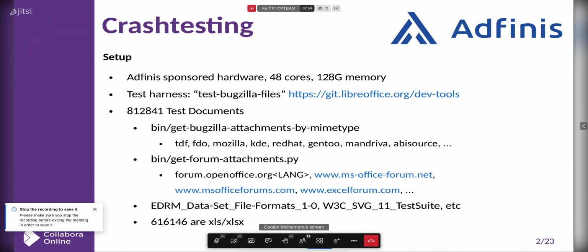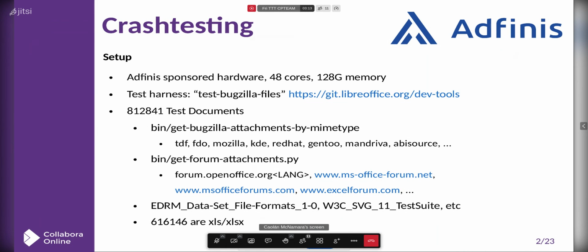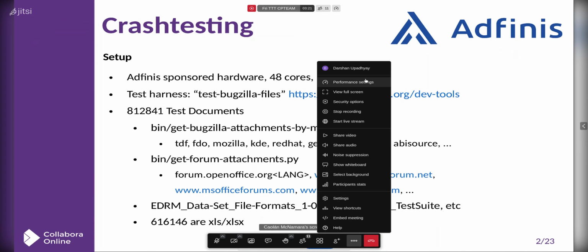We have these 800,000 plus test documents, which we've gotten from a bunch of sources. A lot of them are from Bugzillas. There's a script that we have that pulls down the attachments from all of those bug trackers, and then this additional script that Cisco put together to scrape documents from various forums that have relevant documents to our own stuff.